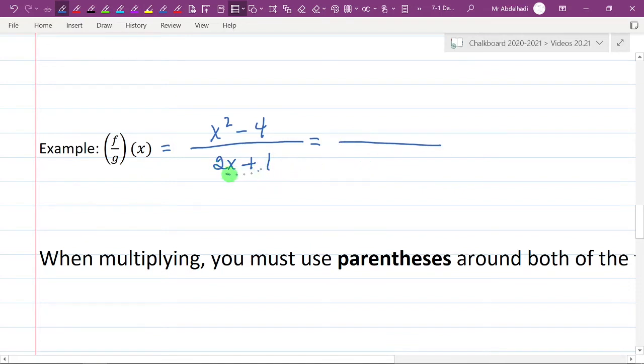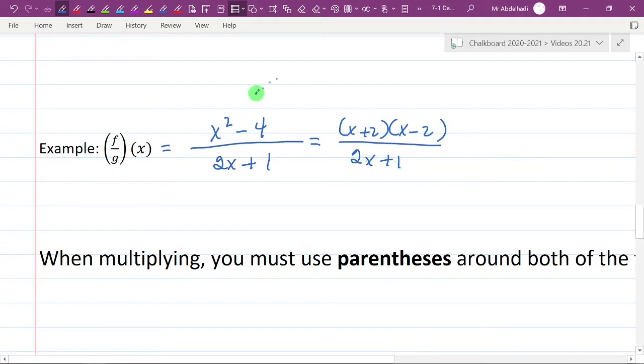Now, the bottom doesn't have a GCF, and honestly, it is not factorable, so you can't do anything with the bottom. The top is a difference of squares, so you have x plus 2, x minus 2 if you factor it. Does this cancel out with anything? Not really, no. Only if there was an x plus 2 or an x minus 2 in the denominator.